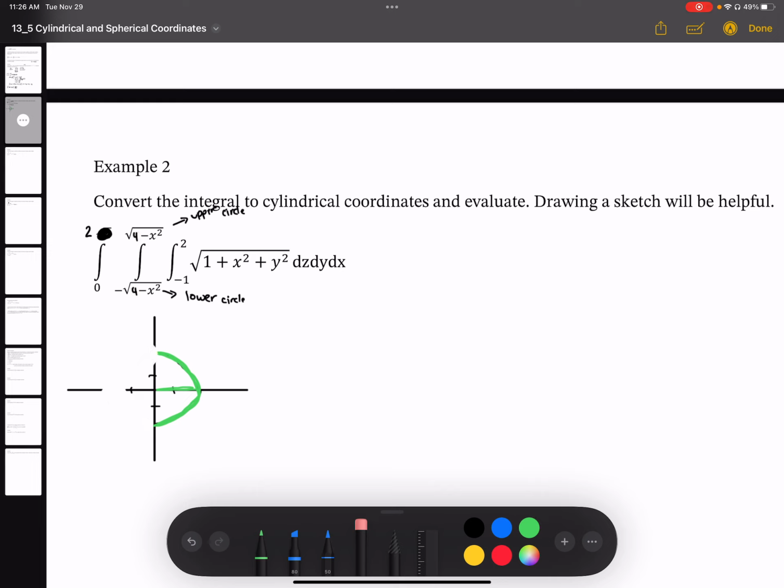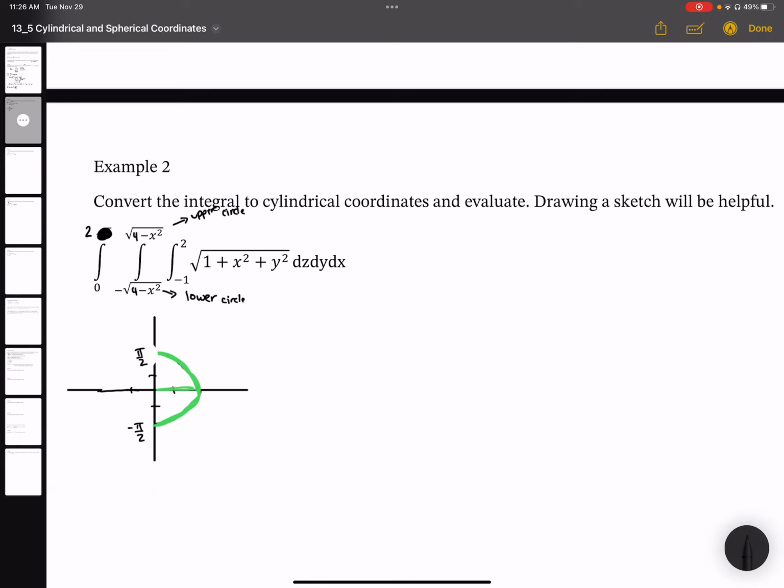And so what that's going to tell us is that our theta is from negative pi over 2 to positive pi over 2. And these angles aren't unique. We could also have this be, if we added 2 pi to both of those, from 3 pi over 2 to 5 pi over 2. But as long as you have two angles that are consecutively making a half circle, that's going to work out. So if we rewrite our integral, theta is from negative pi over 2 to positive pi over 2. R is from 0 to 2.